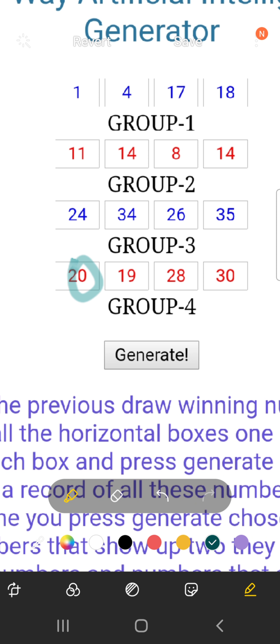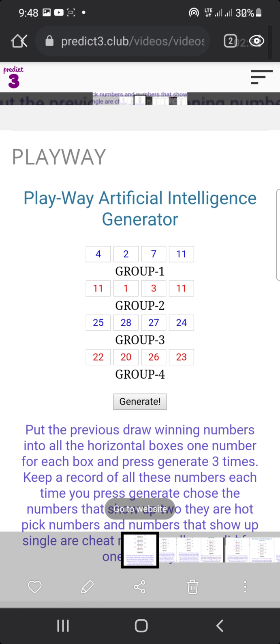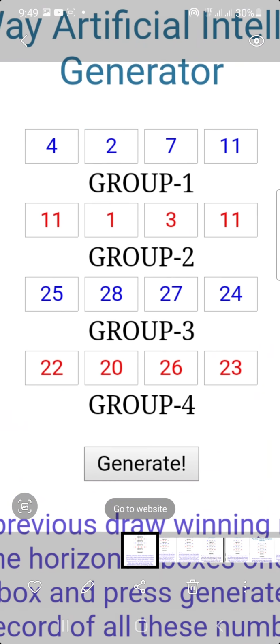I try my best to explain this to y'all, and for those who don't understand, you can always message me on WhatsApp or Telegram or Signal. You can call me direct if you want. All right, so that's it.